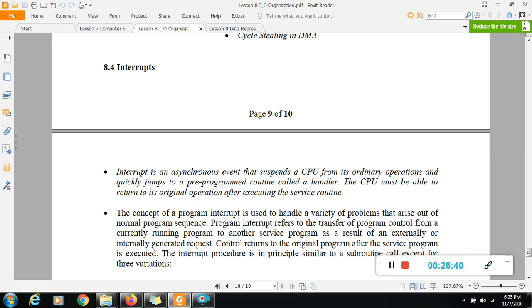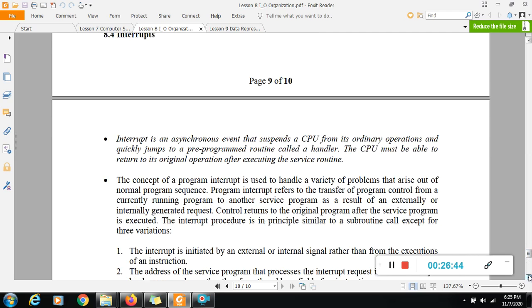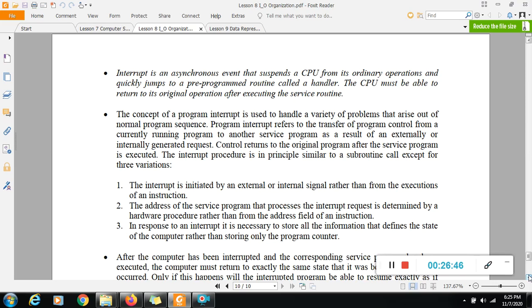The interrupt procedure is similar in principle to the subroutine call, except for three variations. One, the interrupt is initiated by an external or internal signal rather than from the execution of an instruction, or so to say, a program. Two, the address of the service program that processes the interrupt request is determined by a hardware procedure rather than from the address field of an instruction. You can replace instruction here with a program.